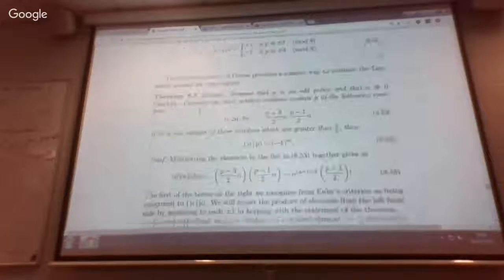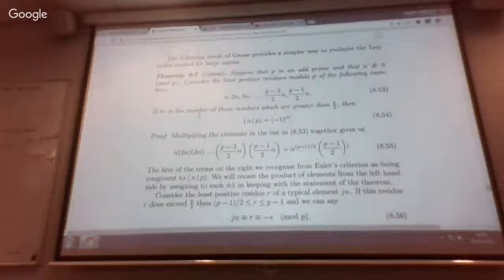So theorem 8.7 is a generalization. The proof is written out in the notes, and I just want to talk you through the main parts of it. It's a step along the way to proving our really important result, quadratic reciprocity. So we're generalizing this argument from when we looked at 2 modulo p.